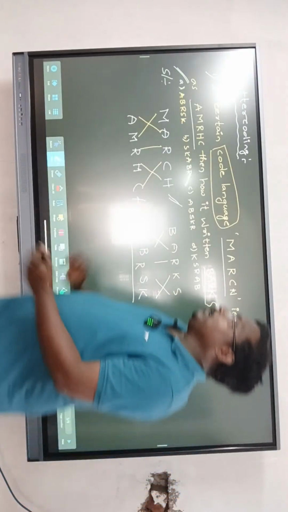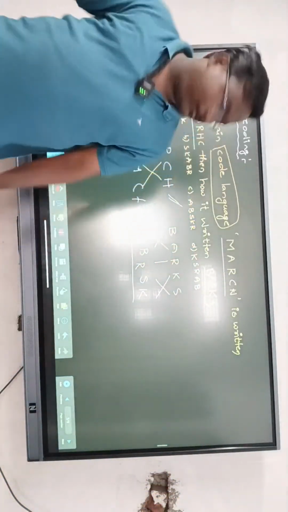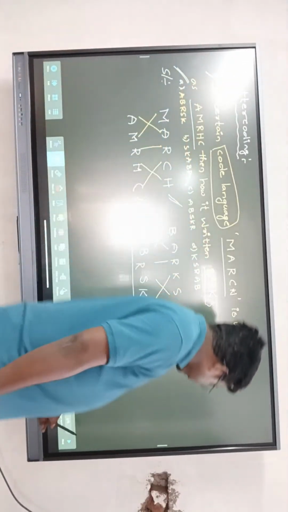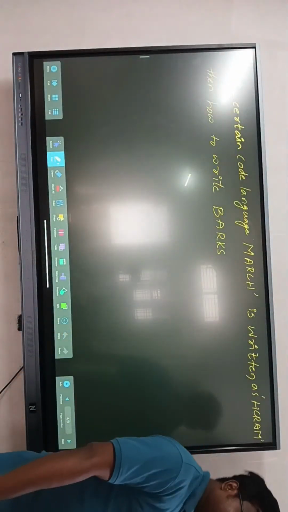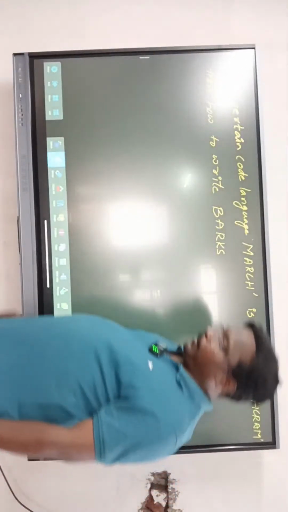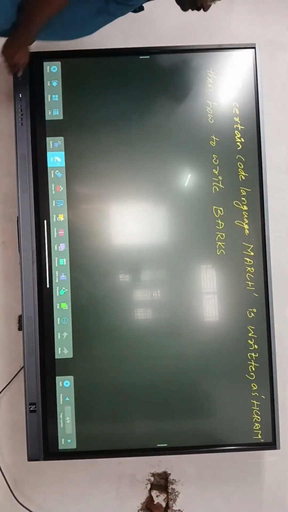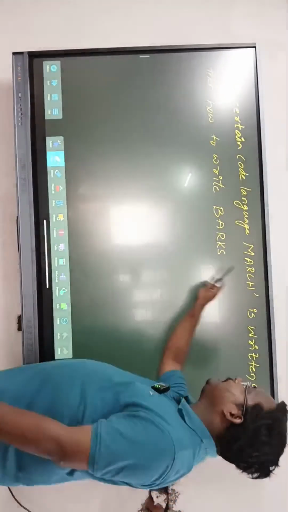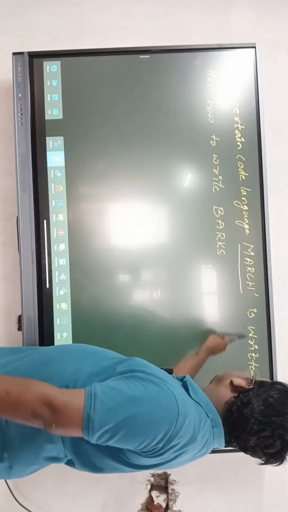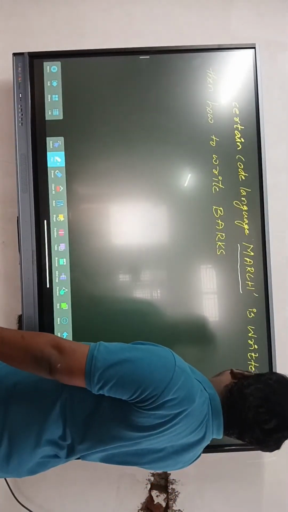Time, next we will go for the second question. In the same thing, in a code language, March is written as HCRAM.